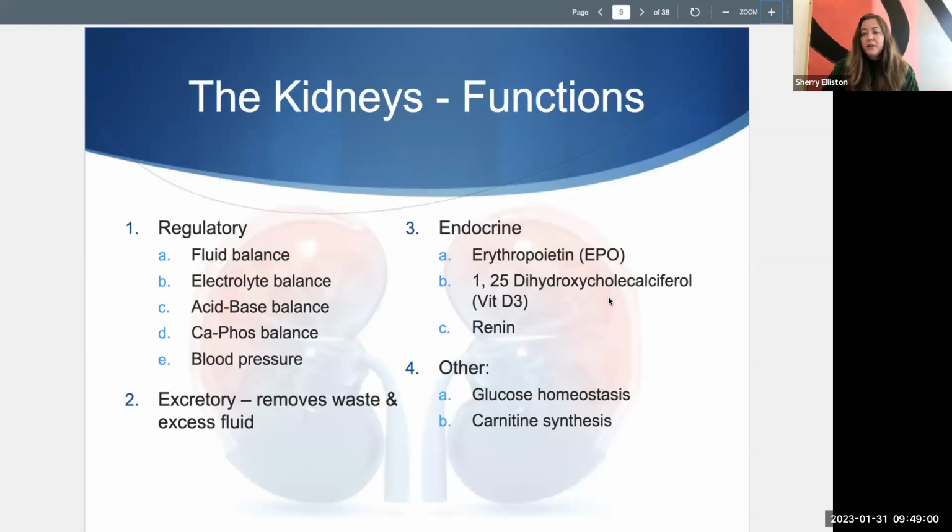and vitamin D activation and producing renin, as again part of that RAS system. Our kidneys also help with glucose homeostasis. Our kidneys are really important.